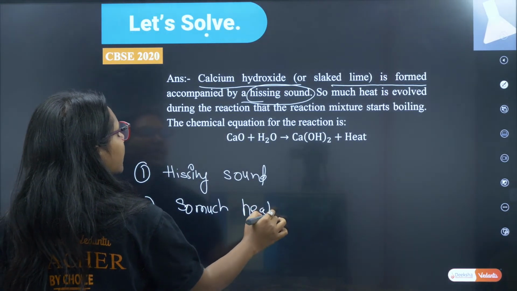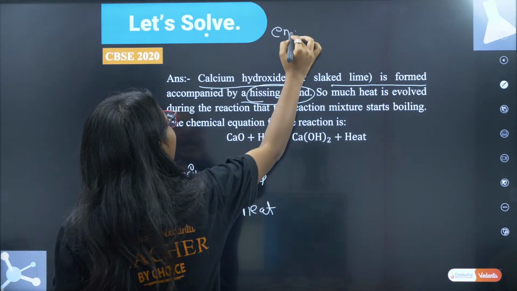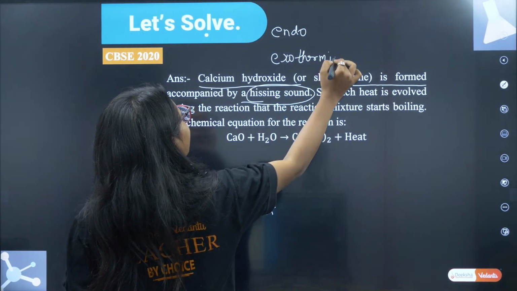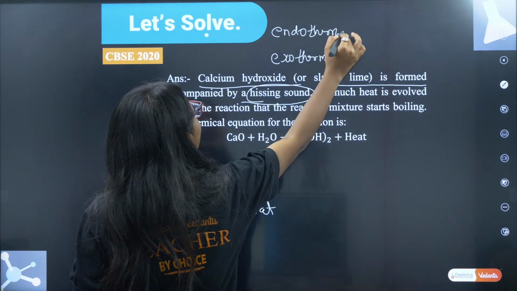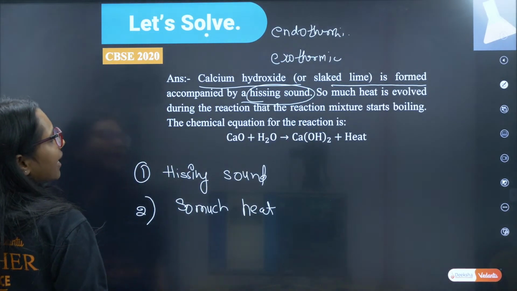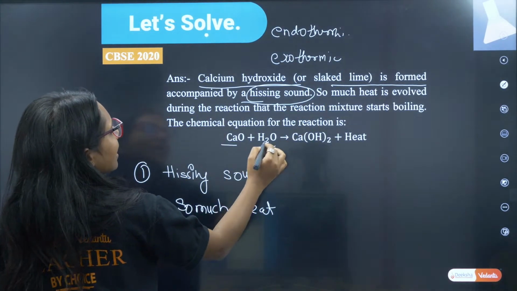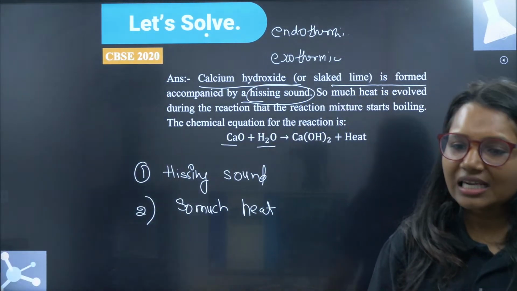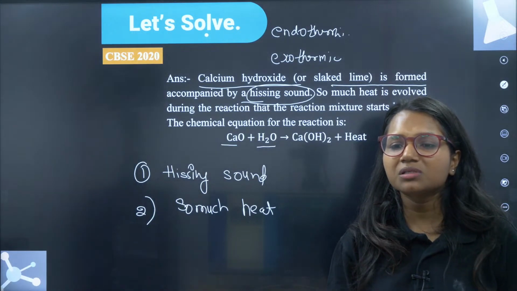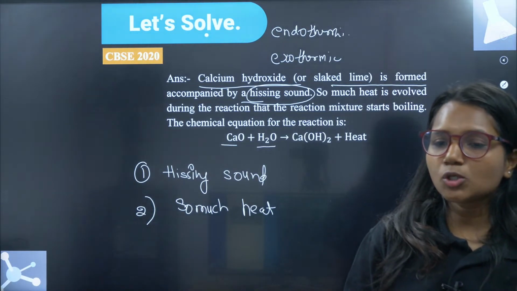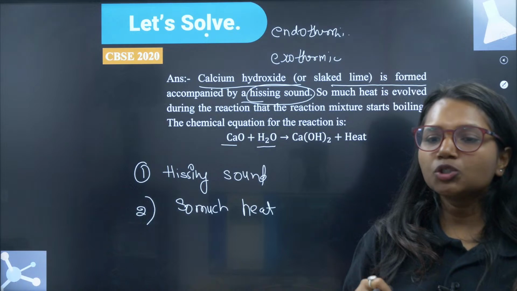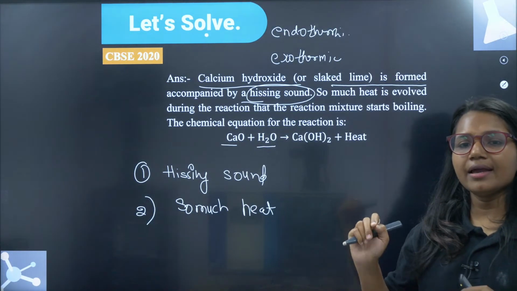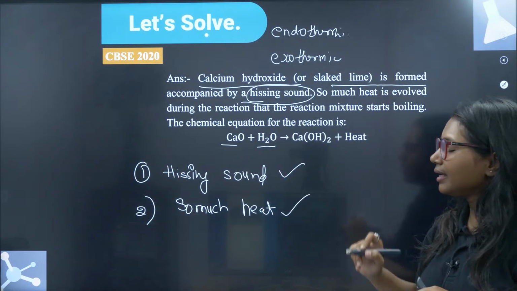If so much heat is evolved, is this reaction endothermic or exothermic? Can you tell me? It is a chemical reaction, and yes, it is a combination reaction. Very good Vaishnavi, very good Crimson, very good Sumuk, very good Sonu, very good Harsha. Good job guys. The two observations here are the sound and the heat.